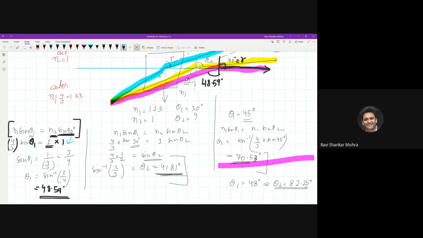Now, critical angle for water air case, water air, the comparison is what? Water and air, right? So the critical angle IC is equals to 48.59 degree. So light ray will graze the surface. Angle of refraction will become 90 degree.